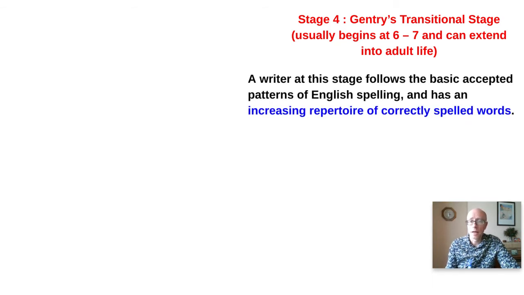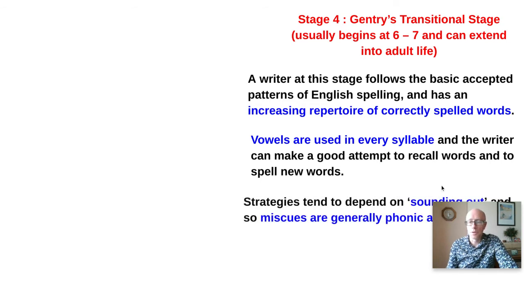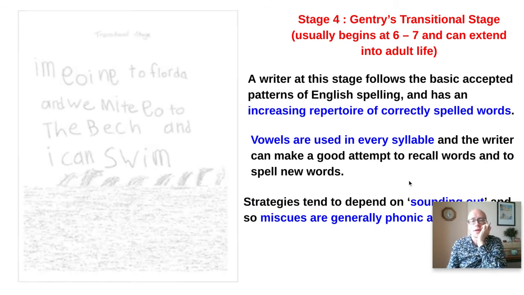This is the transitional stage, and this usually begins at 6 or 7. It can extend into adult life, and this is where the writer is beginning to follow some of those accepted patterns that you'd find in English spelling, and they've got this increasing repertoire of spelling words in a correct way, I should say a standard way. So in every syllable, just like in standard English, vowels are used in some form. And the writer's making a good attempt to recall words and to spell new words. There are various strategies that the child is using to sound out the spelling.